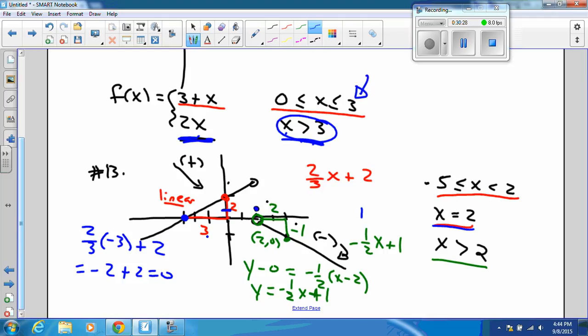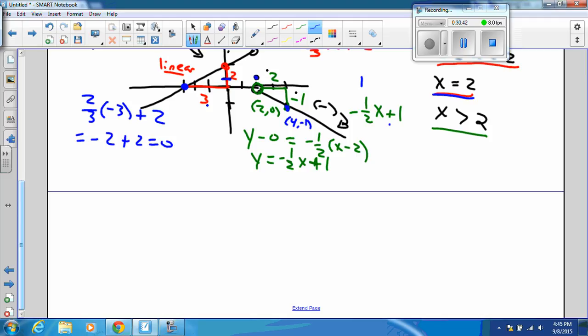And that, in fact, is the y coordinate there. So that means that this piece checks out. Likewise, I can plug in this point right here, which appears to be 4, -1. And when I plug that into the equation that I got there, I get 4, -1. And so that checks out as well.